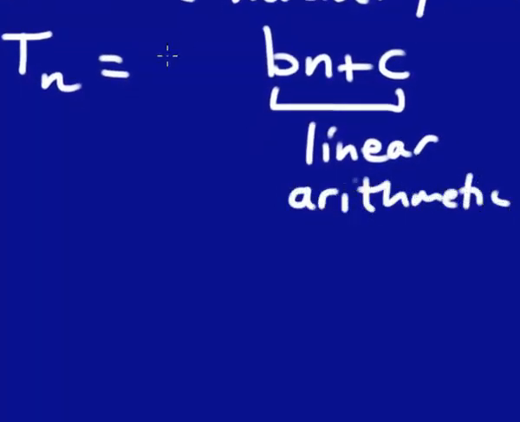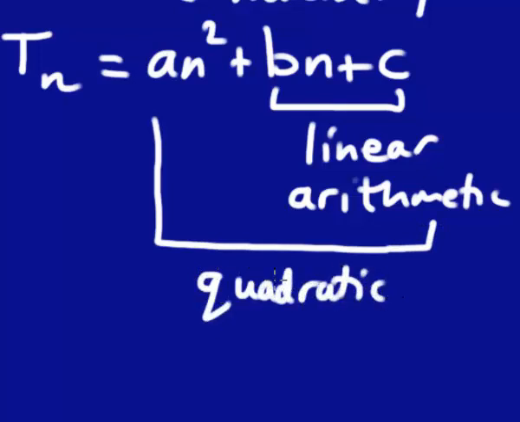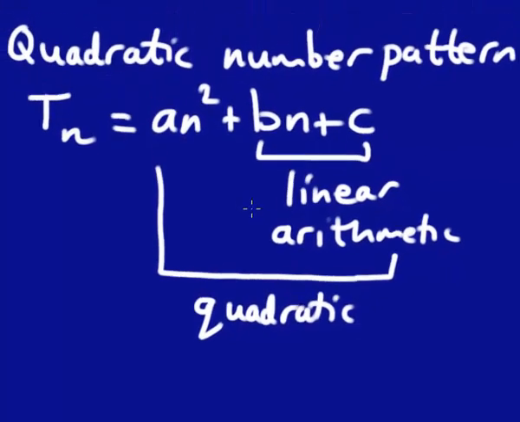But the moment we plonk in an an squared, that whole thing becomes what we call quadratic. Okay, now you need this. Now, when we get to sequences and series, we've got the linear or arithmetic, we've got the quadratic, but there'll also be a geometric where we keep multiplying by a number. But don't worry about that. That's for sequences and series.